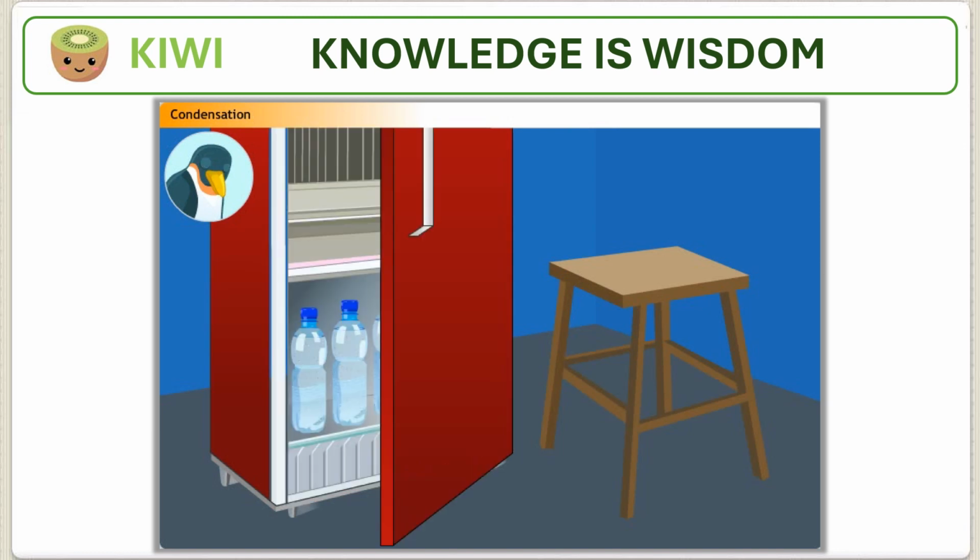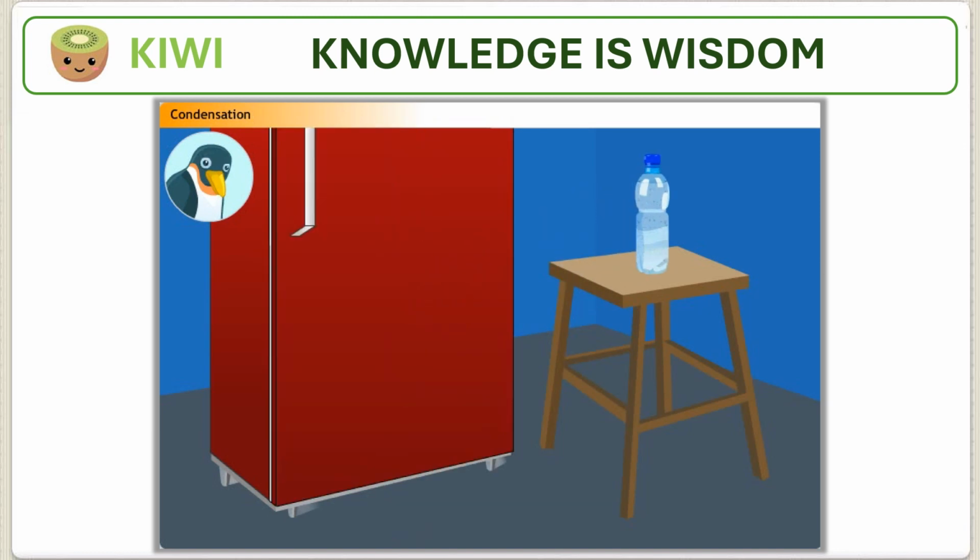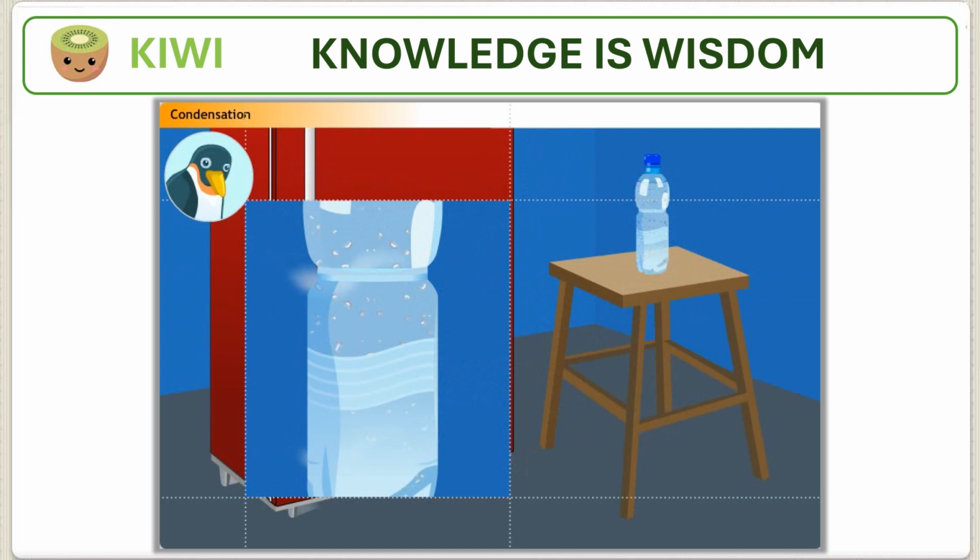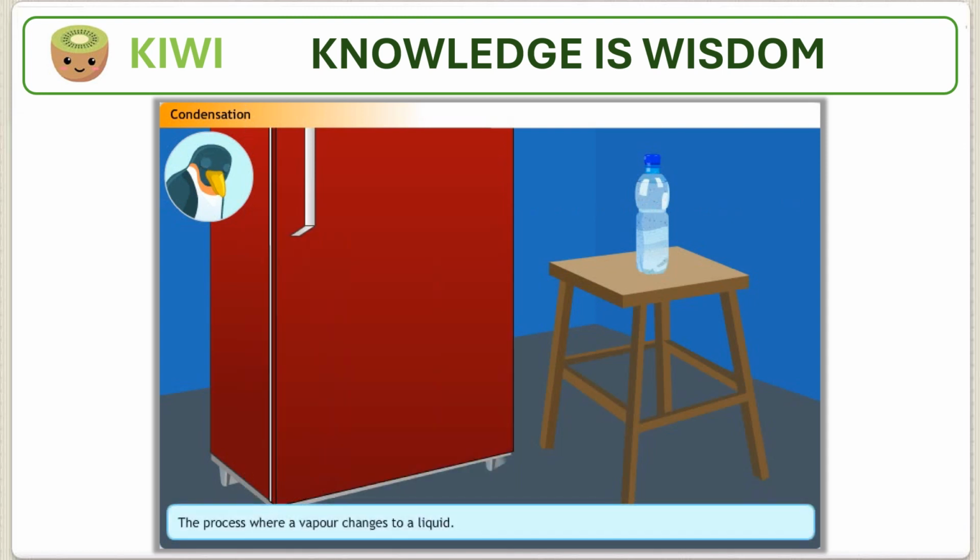Let's take an ice-cold water bottle. Leave it on the table for 2 minutes. Observe water droplets on the outer surface of the bottle. These water droplets are condensed water vapor present in the air around the cold bottle. The process where a vapor changes to liquid is called condensation.